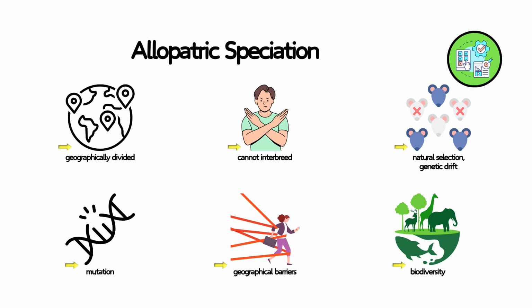Imagine a single species of bird living on a mountain range. If an earthquake splits the mountain into separate islands, each bird population will adapt to its new environment independently. Different food sources, climates, or predators on these islands might favor different traits, leading to divergent evolutionary paths for each isolated group.